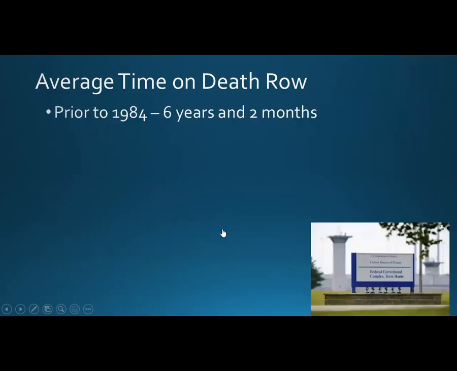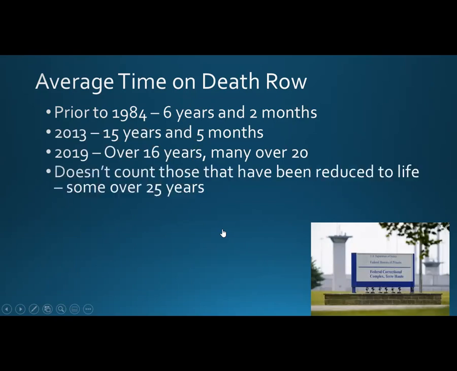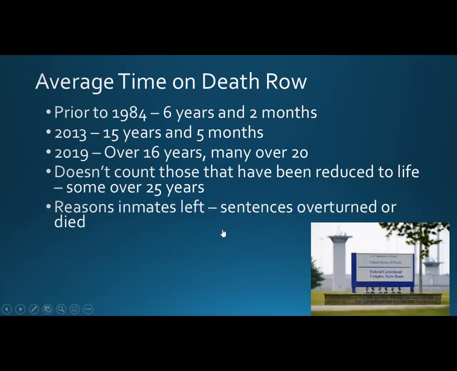So prior to 1864, 6 years and 2 months. Then we get up to 2013, and it's 15 years and 5 months. 2019, it averages over 16 years, many over 20, 25, a long time. That doesn't count those that have been reduced to life, where some were on death row over 25 years before that happened. Sometimes the sentence was overturned or the prisoner died. So about 1/4 of those on death row have been executed.